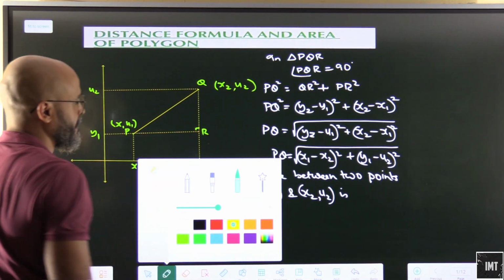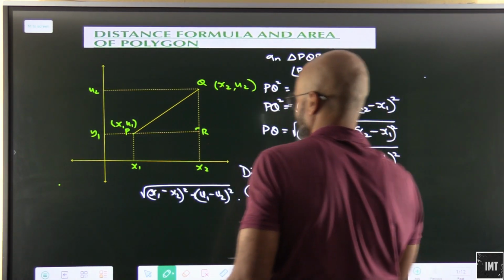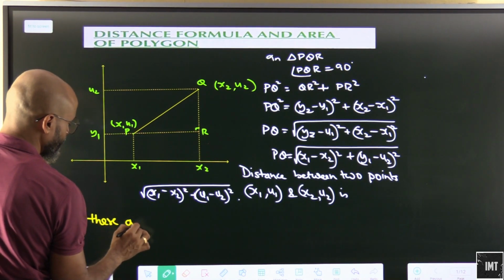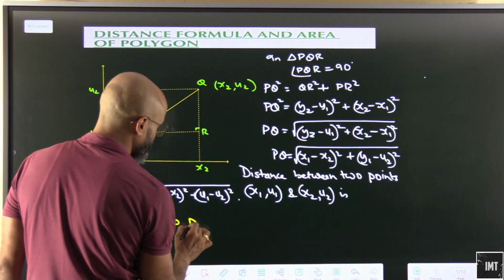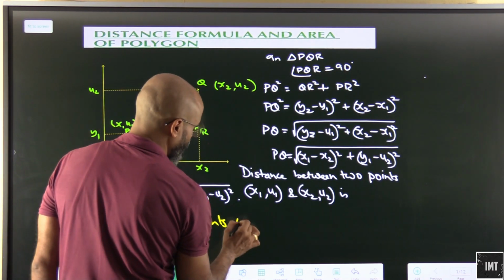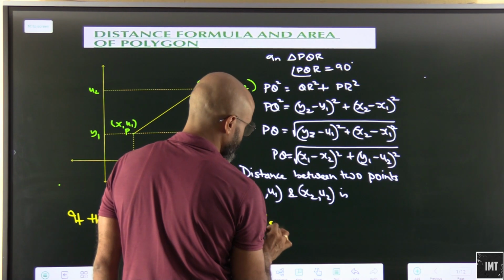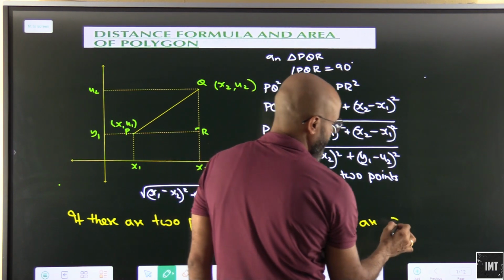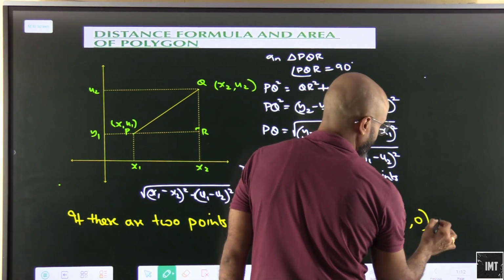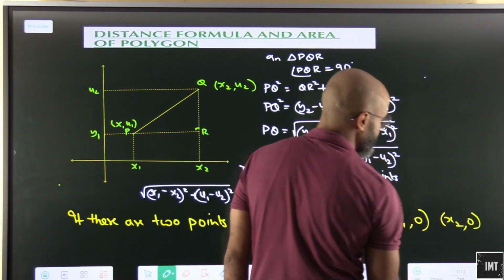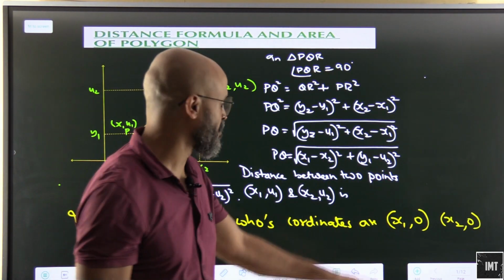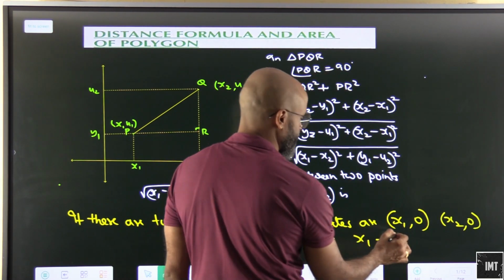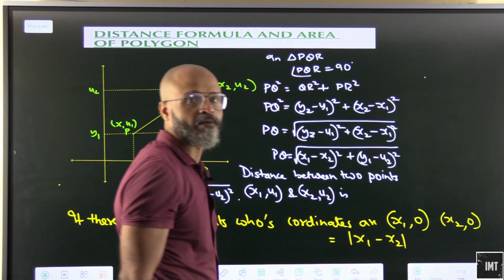Now let's say if there are 2 points whose coordinates are x1 0 and x2 0. So basically the y-axis part in both of them is 0. So what will be their distance? The distance will be x1 minus x2 or x2 minus x1. So this will be a mod value.